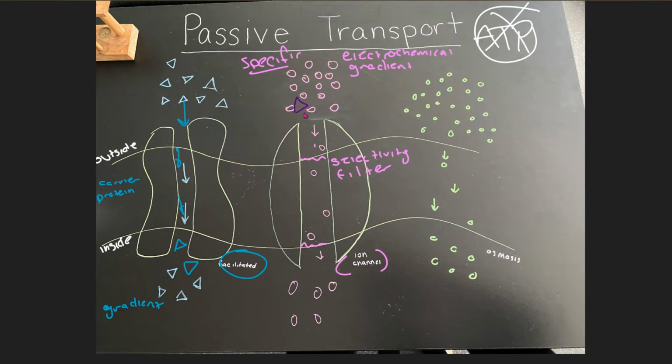So let's see here. Let's draw some. These ions should not be able to get through, and they're not. As you can see, only the pink ions are moving through the channel, and that is due to this selectivity filter.